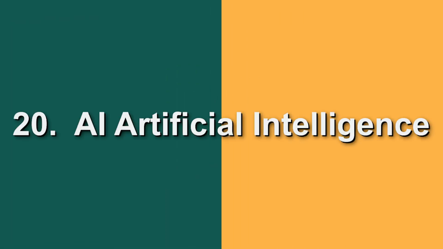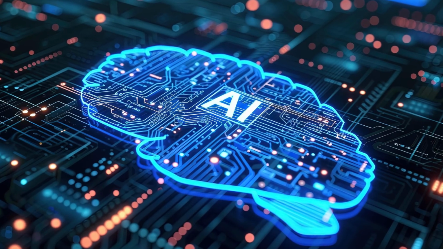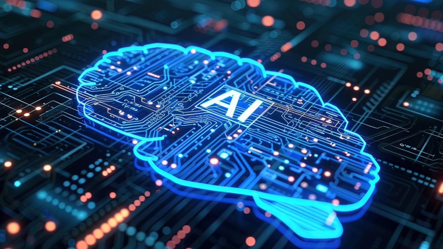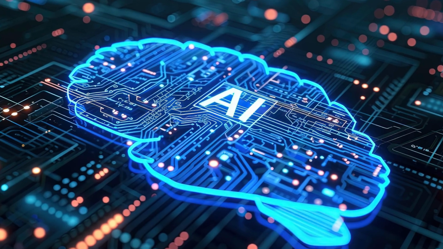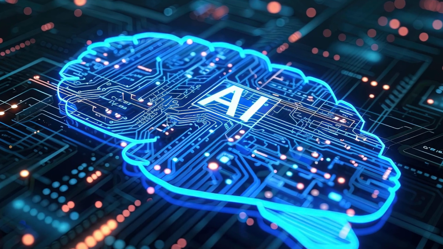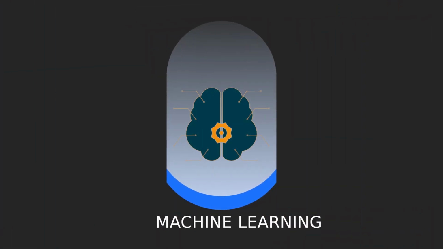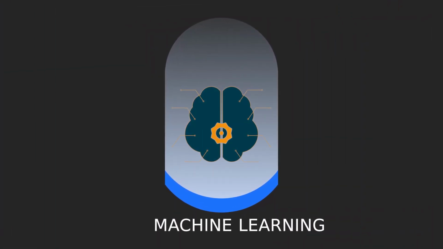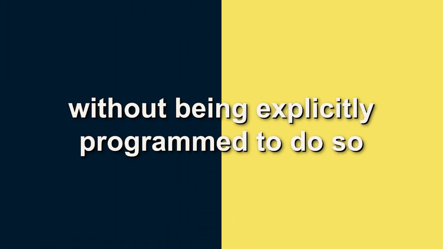20. AI, artificial intelligence. Artificial intelligence is when a computer or machine can do something that previously only humans could do, like recognizing faces or answering questions. 19. ML, machine learning. Machine learning is a branch of AI that teaches systems to learn from data without being explicitly programmed to do so.